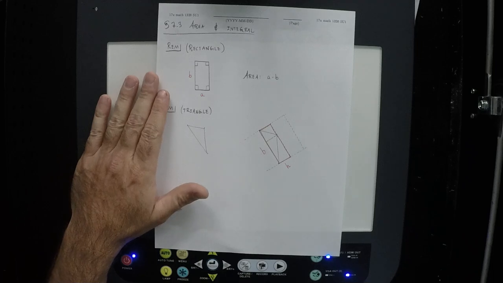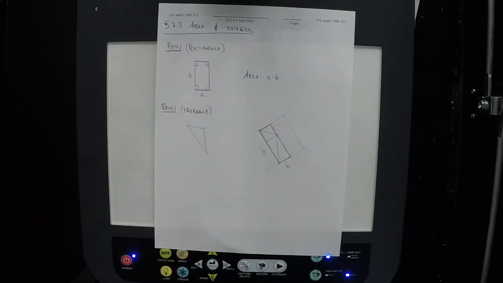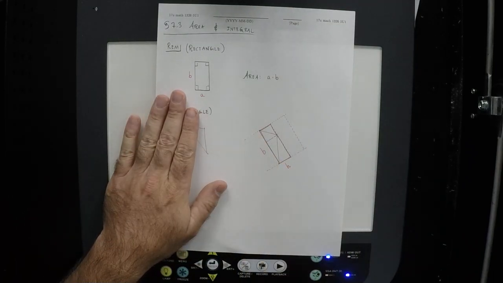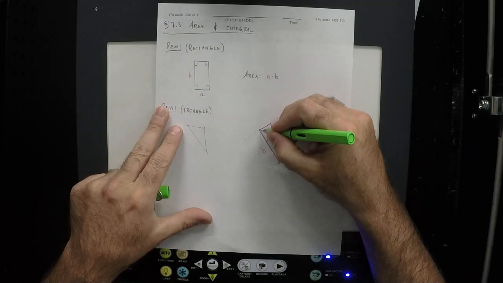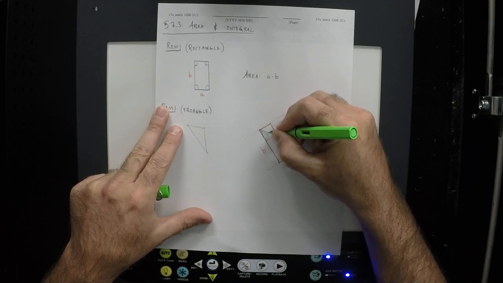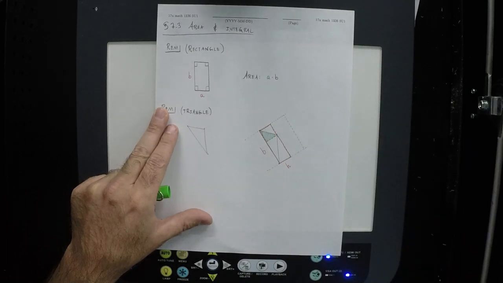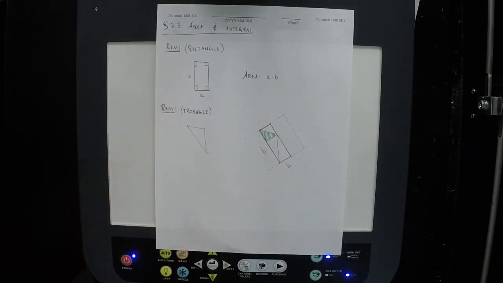And what I want you to see is that this one's parallel to those other two. Look at this shape right here. This green is part of the triangle that we're interested in. Right? That's part of the triangle that we're interested in.